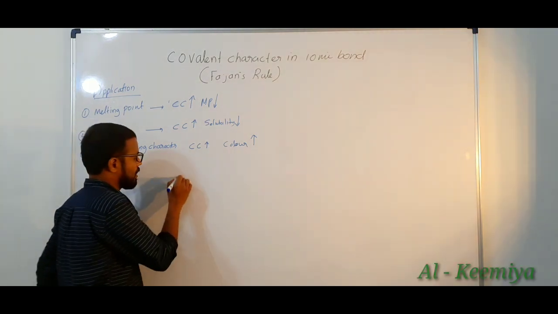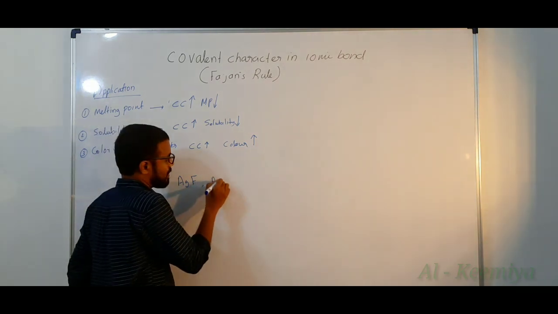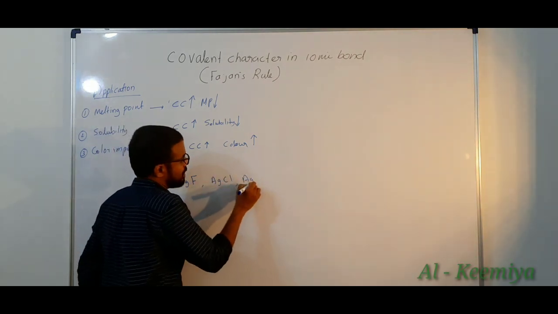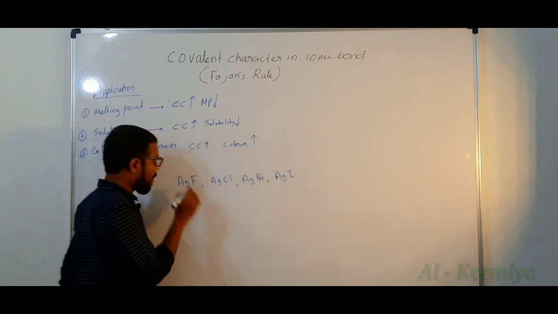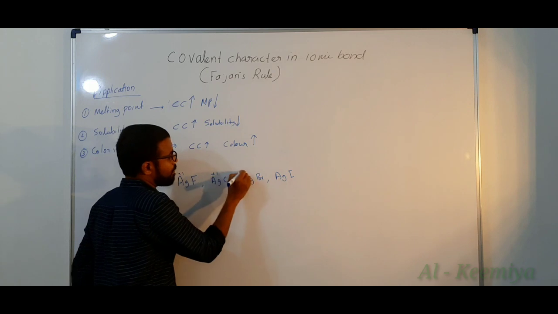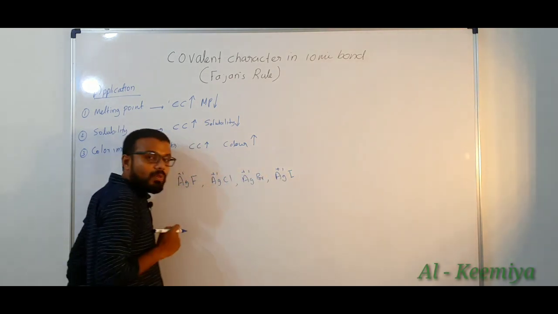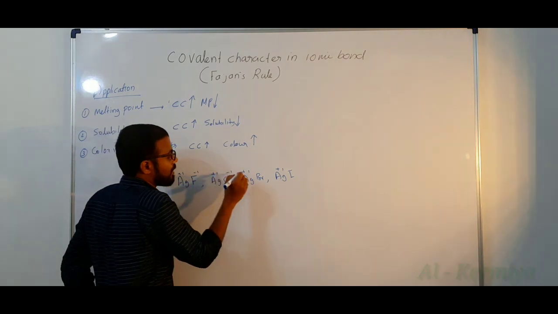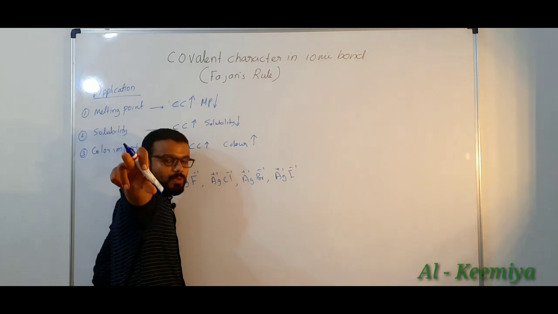We can have an example: AgF, AgCl, AgBr, AgI. All are Ag+, with the same cation. So we can predict based on the anion: F minus, Cl minus, Br minus, I minus. The charge of the anion is also the same.